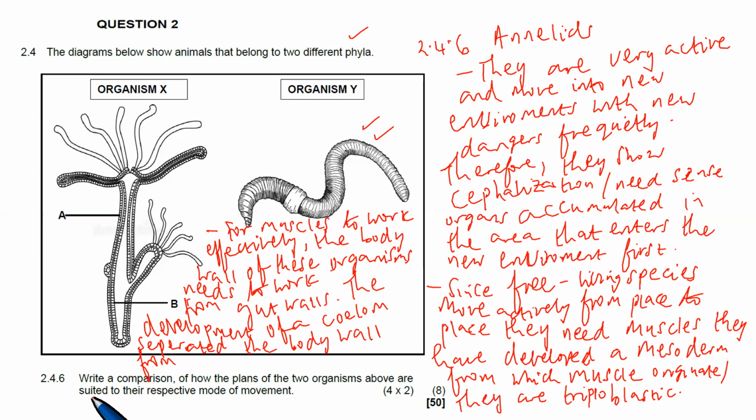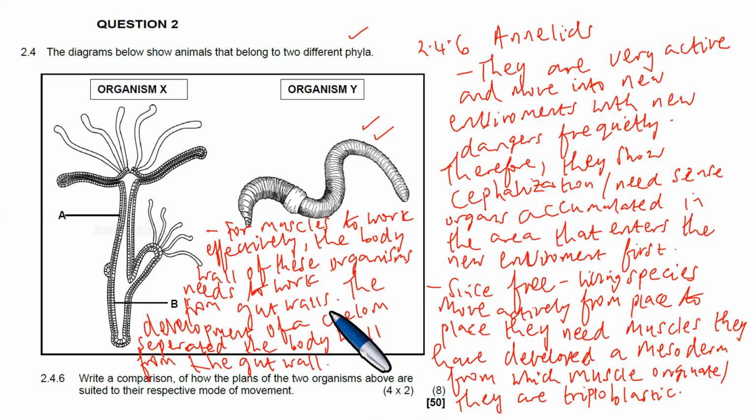All right, let's continue. I want to finish this off, which is the one more point about the annelids. The annelids is just another phylum in which the organisms Y belong, which are of the worm type. So, separated the body wall from the gut wall.